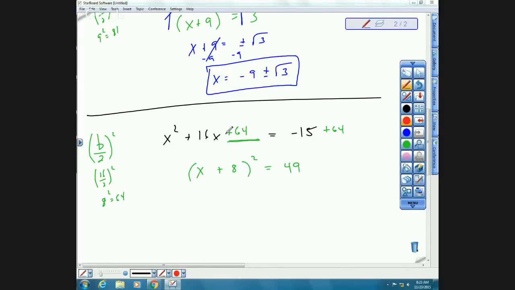To find this 64, we're trying to find a number to make this a perfect square so it factors easily like this. So you always cut this number in half and then square it. You get 16 divided by 2, which is 8. 8 squared is 64.